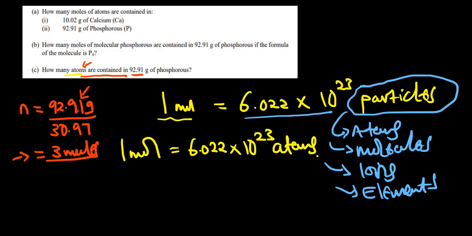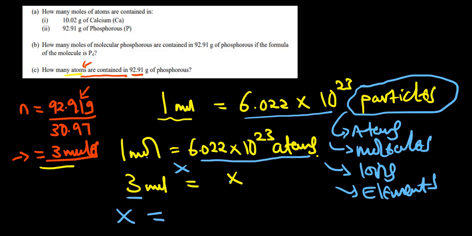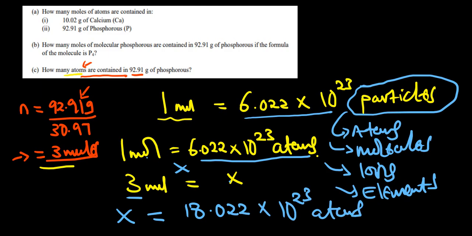Then from here we're saying I now have 3 moles. So 3 moles is equal to x. We cross multiply, so x multiplied by 1, you're just going to have x is equal to 3 multiplied by this Avogadro's constant. We are going to get 18.022 multiplied by 10 to the power 23 atoms. This here is the answer, but you may want to represent it in scientific form.